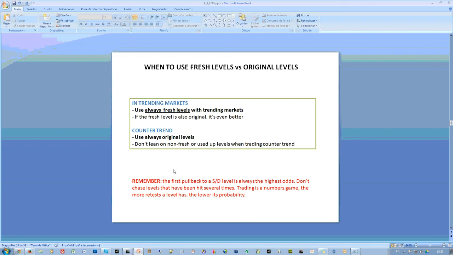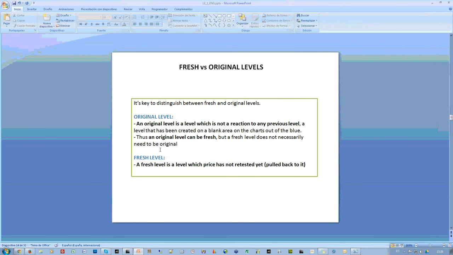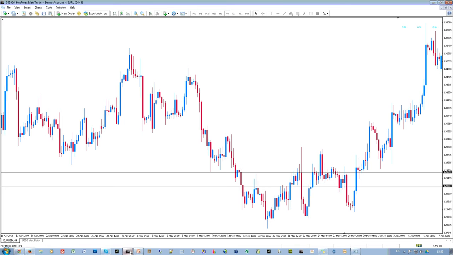So don't try to chase the levels that have been hit several times, because trading is, after all, a numbers game. The more retests a level has, the lower its probability. So let's focus on higher probabilities. It will also be simpler to execute, because if the level is not fresh, you are not trading it. That's it. So let's have a look at all this on a price chart.